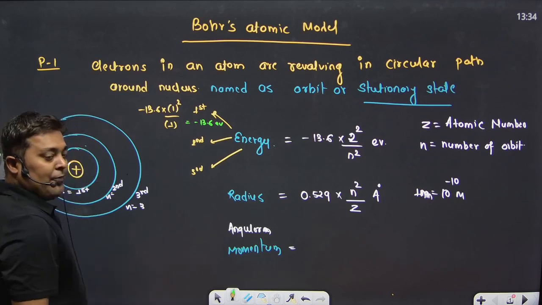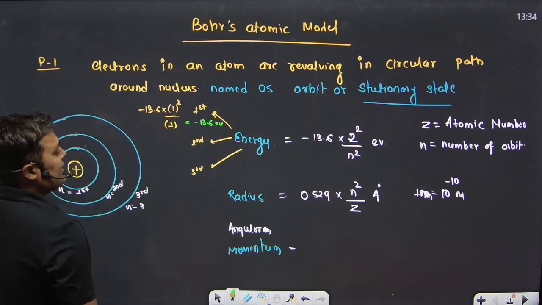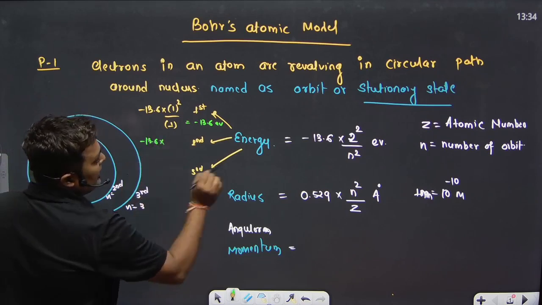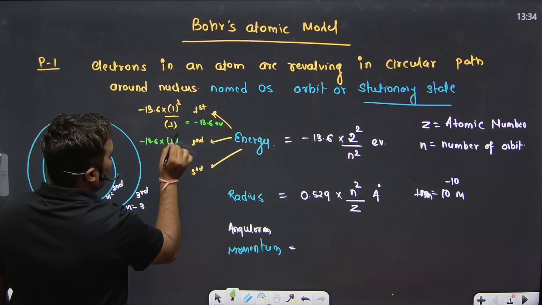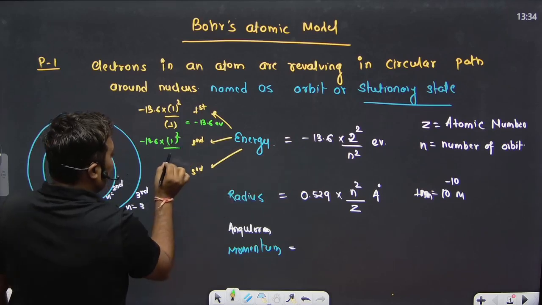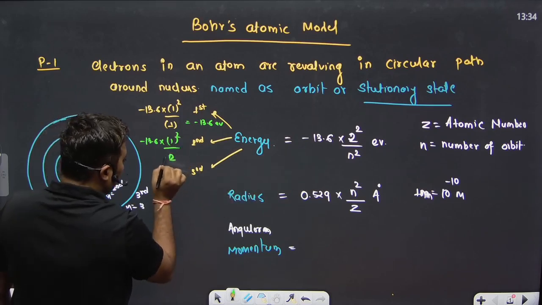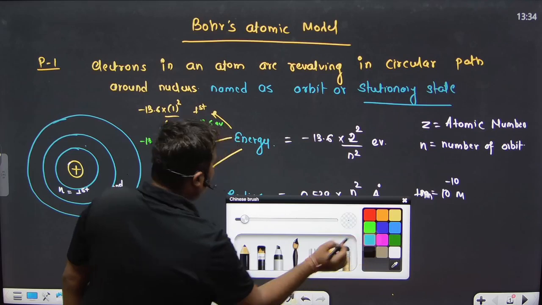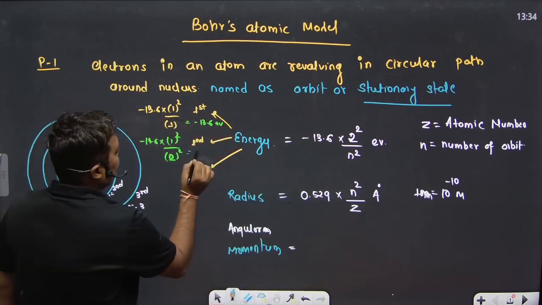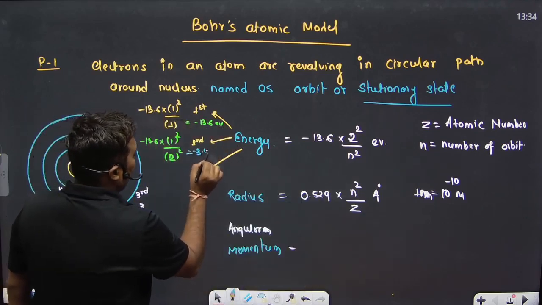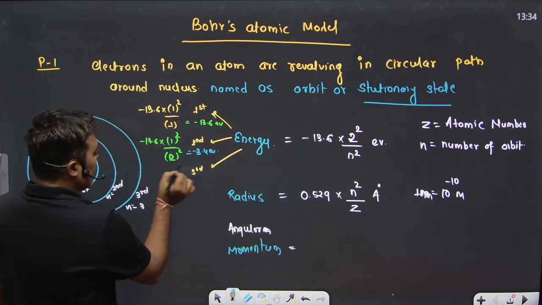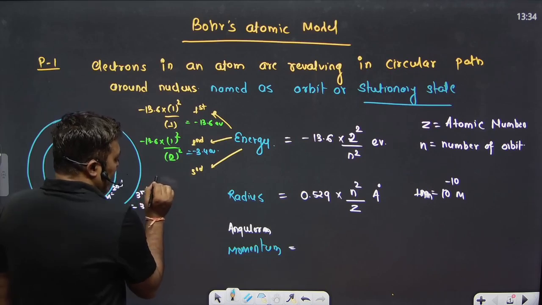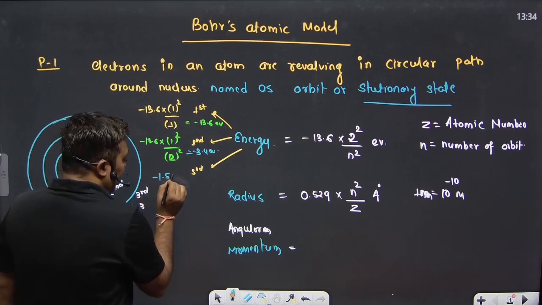Likewise, if you want to calculate the energy for the second energy level, what will it be? It will be minus 13.6 into the value of Z, which is 1 square, and the value of n is 2 square. If you finally calculate, you are going to get minus 3.4 electron volt. Likewise, for the third energy level, you are going to get energy minus 1.5 electron volt.